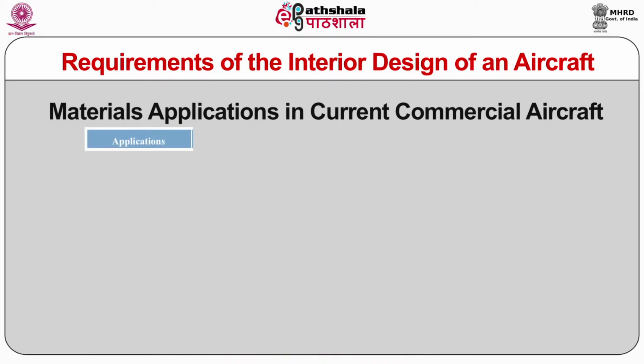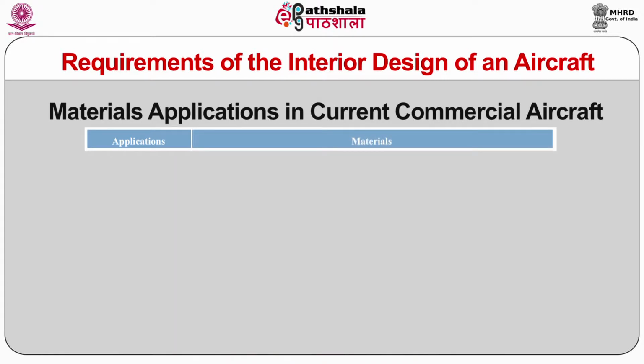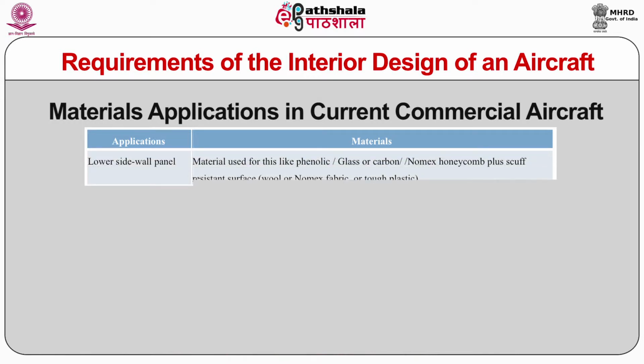On your left hand side you will find the applications, and on your right hand side you will find the materials. The applications are made of that material. Dear students, for manufacturing applications like lower side valve panels, materials used are phenolic or glass or carbon, Nomex honeycomb plus scuff resistant surface, that is wool or Nomex fabric or tough plastic.